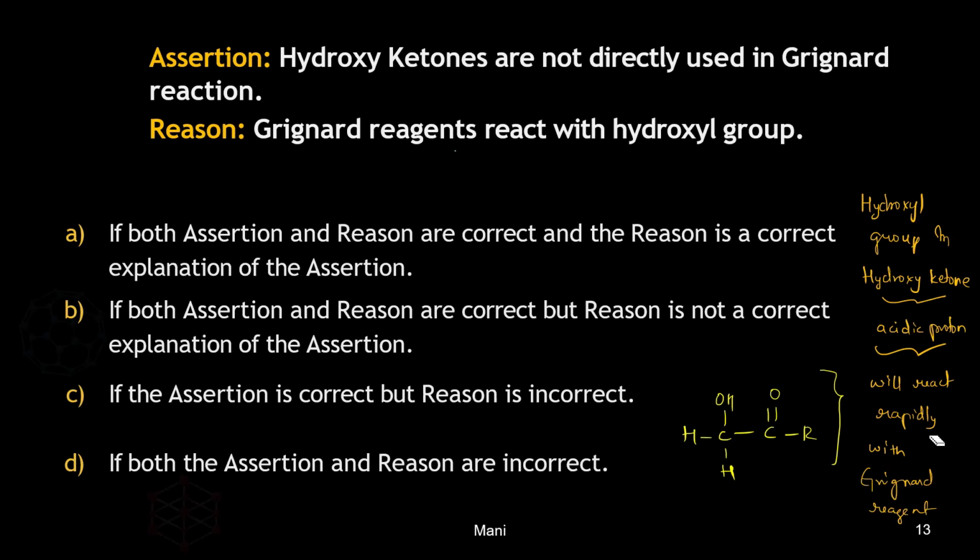And here this hydroxy proton will act like an acid. So the strong base and the acid will react very quickly. So that's why we should not directly use the Grignard reagent with the hydroxyketones. So option A is correct. Grignard reagent reacts with the hydroxyl group. So option A is correct, and the reason gives the correct explanation for the assertion. Is that clear? Yes, sir. Okay.